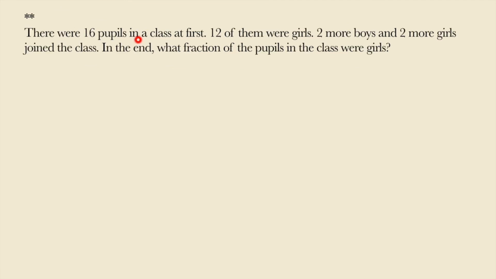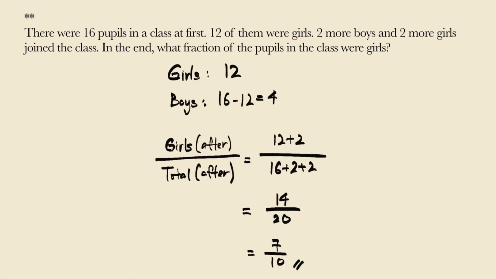There were 16 pupils in the class at first. 12 of them were girls. 2 more boys and 2 more girls joined the class. In the end, what fraction were girls? Okay, 16, 12 of them were girls. So we know the number of boys actually. So let's do that, 12. So here is just making sure your information is clearly represented, yeah? So boys at first is 4. Now what's the girls after? That must be 12 plus 2.